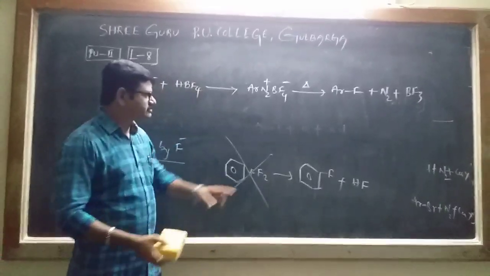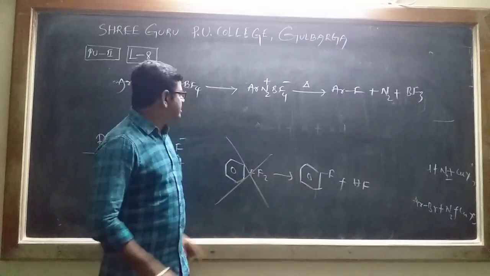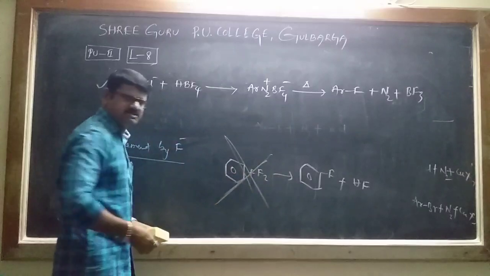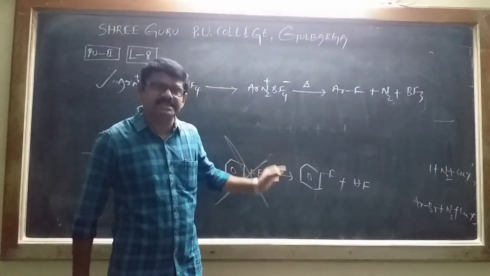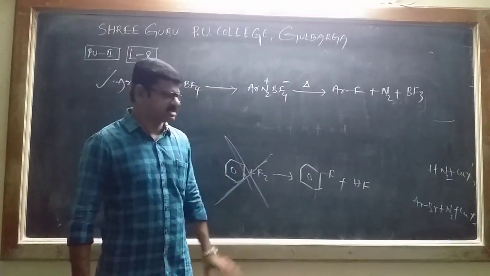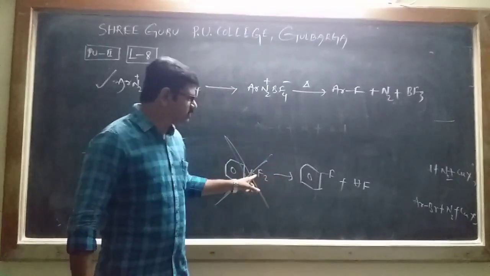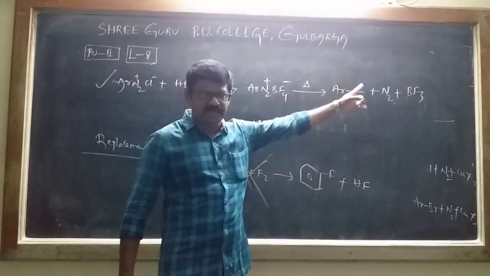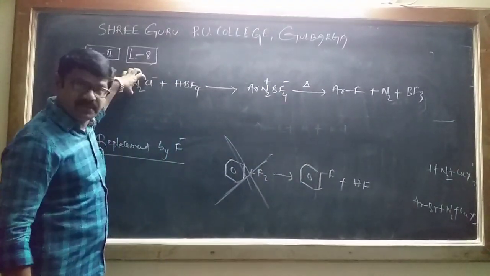Right. Now, here also we are getting fluorobenzene, but we will prefer this reaction only and not the other one. Why? Because always remember, direct fluorination causes an explosion. Generally, in organic reactions, direct fluorination causes an explosion. That's why we never use that reaction to get fluorobenzene. We will use this reaction only. It is also one of the advantages of diazonium salt.